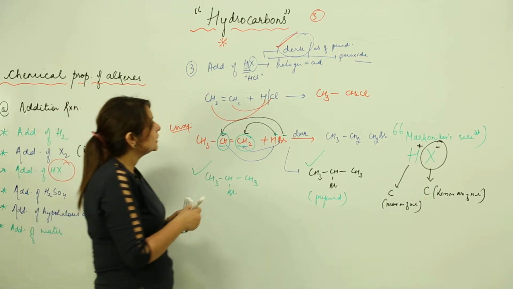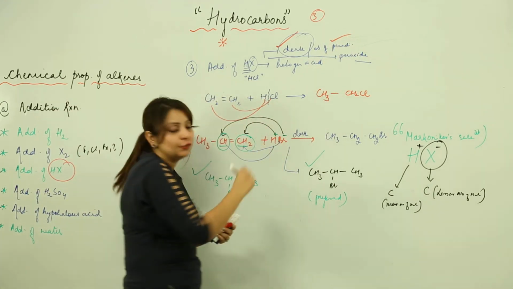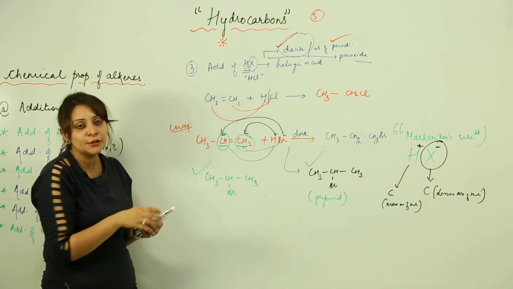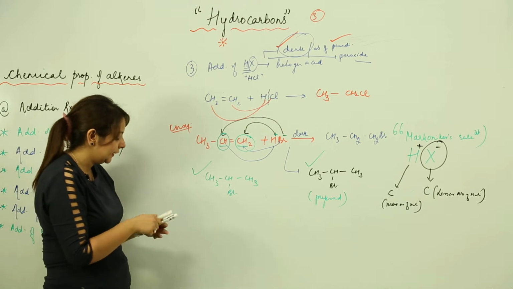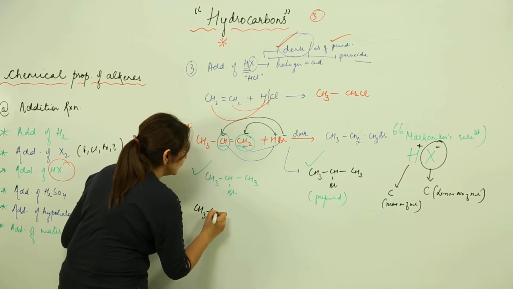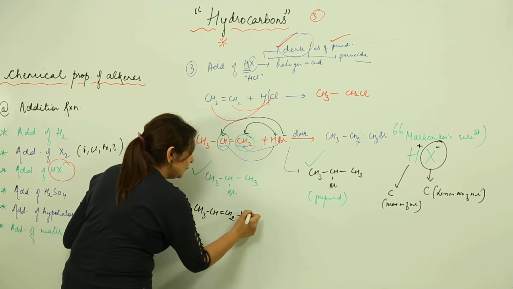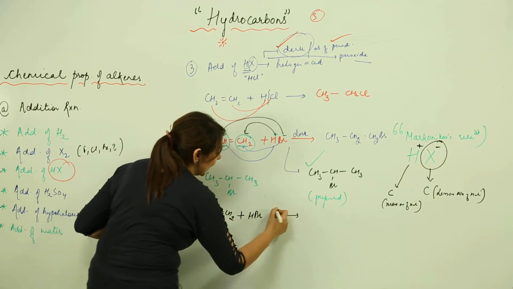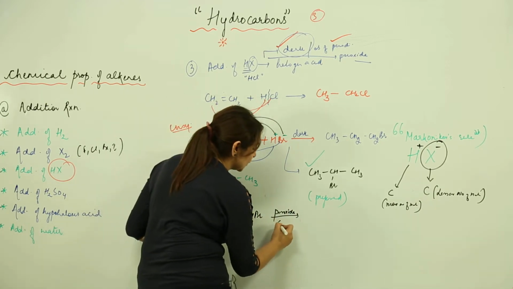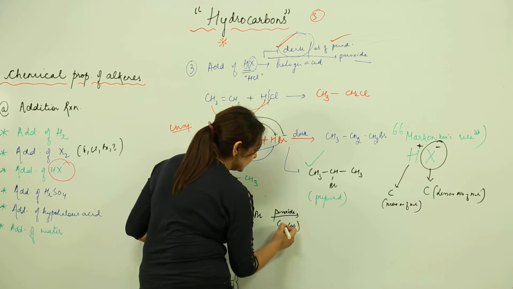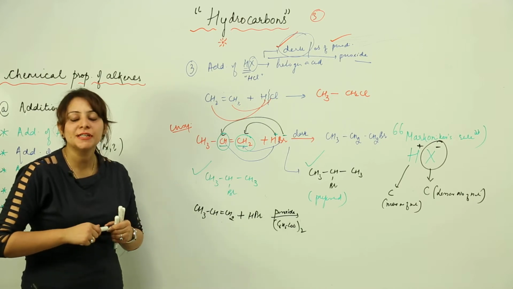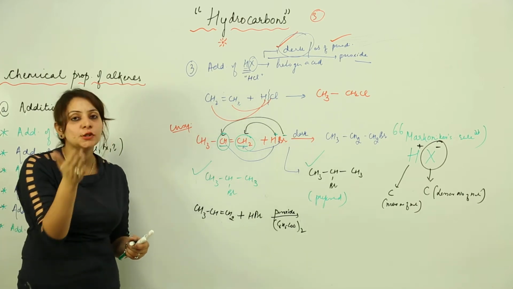Now, this we have done, that we can do this reaction in the dark. This is what I have shown you. But we can do this similar addition in the presence of peroxide also. Let's see where the difference lies. Suppose I have an unsymmetrical alkene, again the same one. I am going to add HBr, but this time I am going to do the reaction in the presence of peroxide, let's say benzoyl peroxide. Its formula is (C6H5CO)2O2.